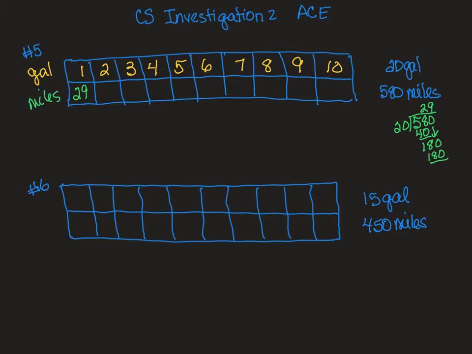Okay, so 29 miles per gallon. So for every gallon, I can go 29. And if I would write that in as a written unit rate, I would write 29 miles per gallon. And in life, you might see it like this: 29 miles per gallon. Okay, and so then I would fill the rest of it out.